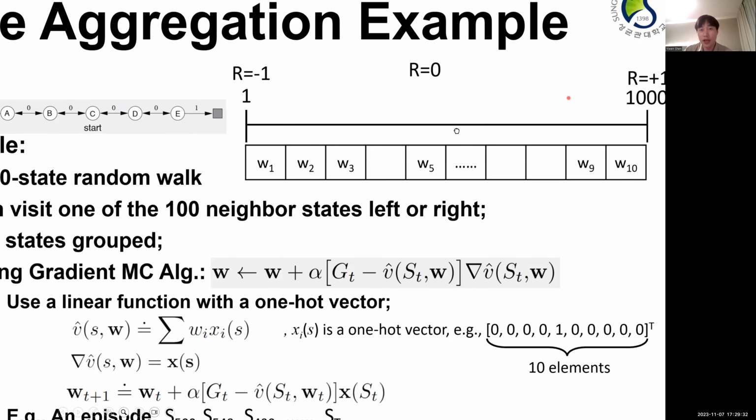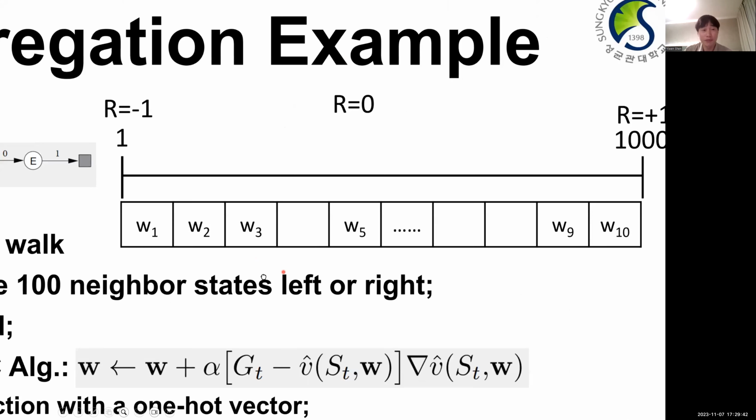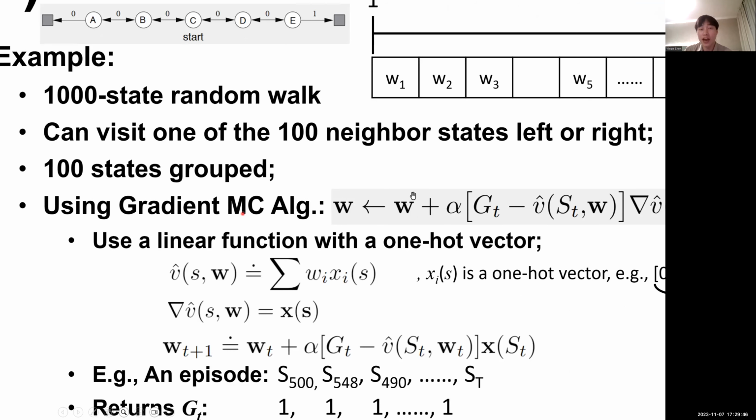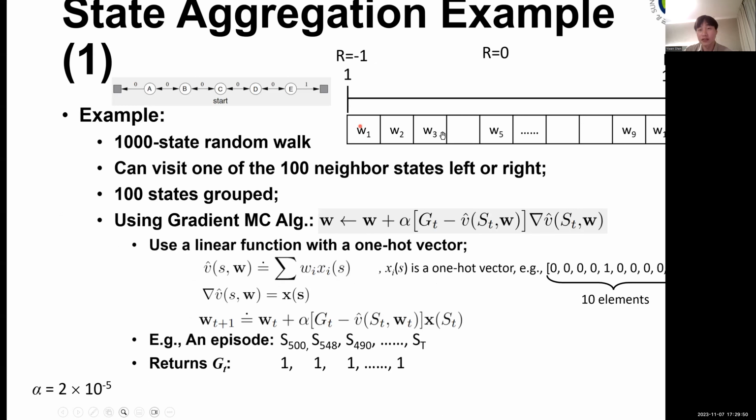So now, each 100 states will share one weight. So we totally have 10 weights in a vector. We use this gradient MC algorithm to update the weight vector here, if we use a linear function in this format we designed, right?